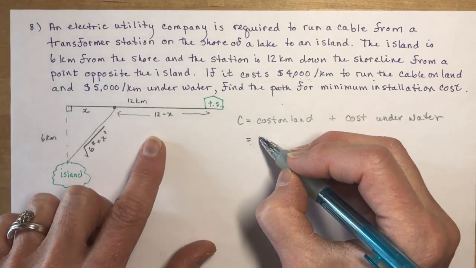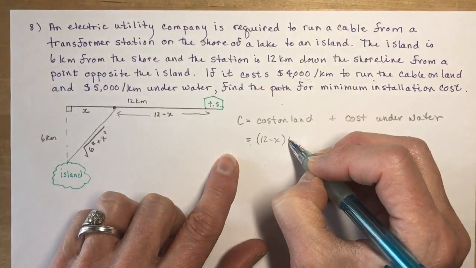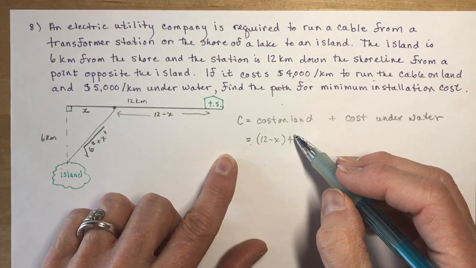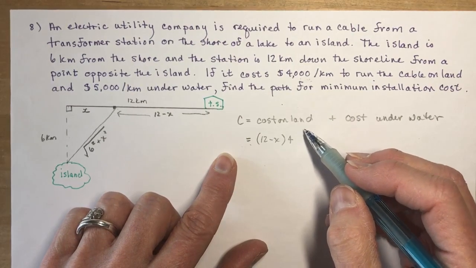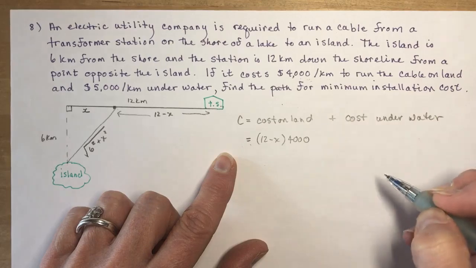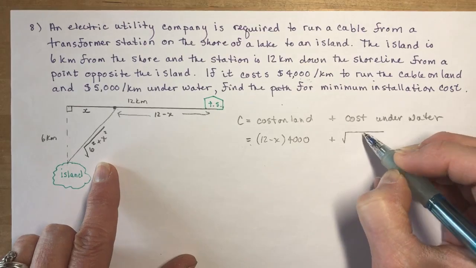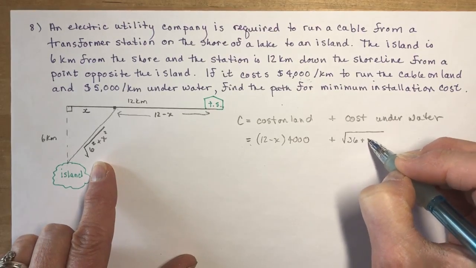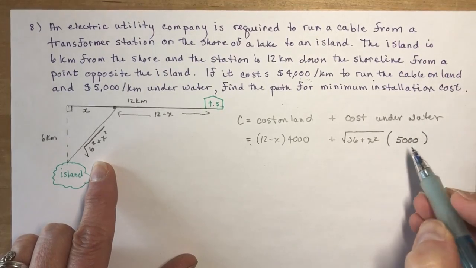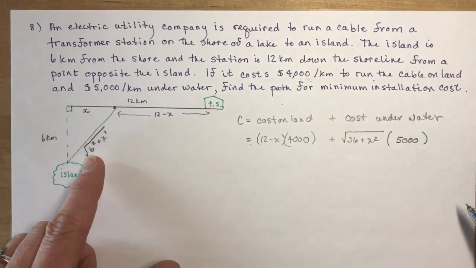Okay, so the cost on land is going to be 12 minus x times the land cost, which is 4,000. Now I'm going to just put 4. At the end, I will know that it's in thousands, right? Or you can put 4,000 in. Oh, let's put the 4,000 in, but I wouldn't. It's just too many zeros. The cost under the water, the distance under the water times the cost, right? So that's the square root of 36 plus x squared. And we're going to multiply this by 5,000. So, like I said, you could have taken the zeros off and just say it's in thousands.